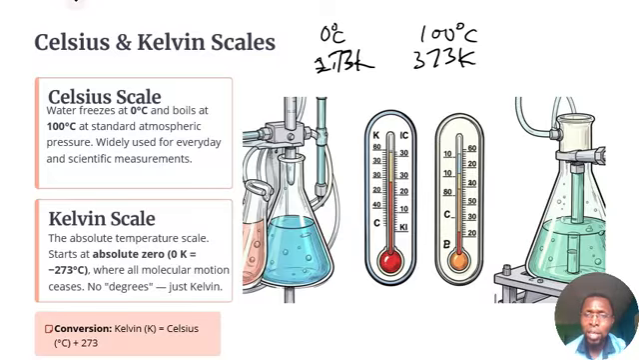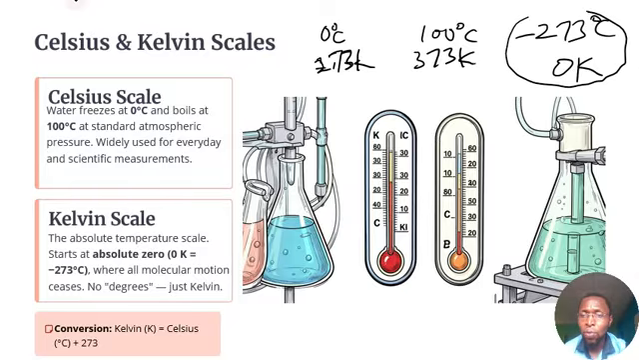And in degrees Celsius, it is taken as minus 273. So minus 273 degrees Celsius if it is taken in degrees Celsius. But if it is in Kelvin, it is taken as 0 Kelvin. So this value is referred to as the absolute temperature scale, the point where the molecular motion ceases.